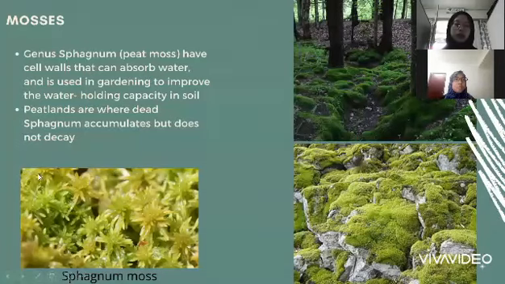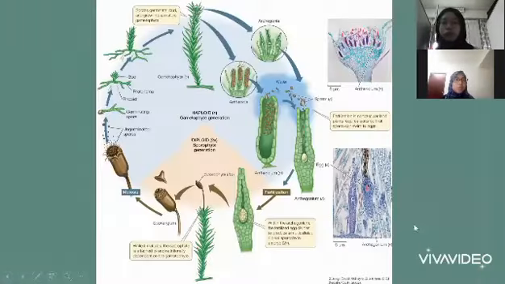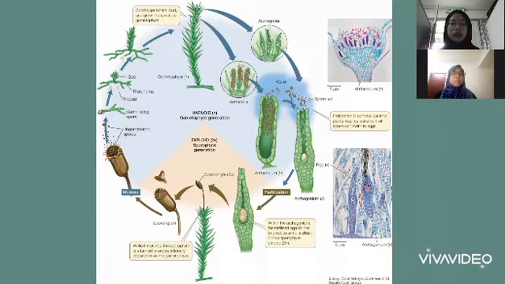As you can see here, this is sphagnum moss, and the upper right is the true moss, and below it is the granite moss. This is the moss life cycle. As you can see, there are two phases, which are fertilization and meiosis. From fertilization to meiosis, it is the diploid sporophyte generation, and from meiosis to fertilization, it is the haploid gametophyte generation.